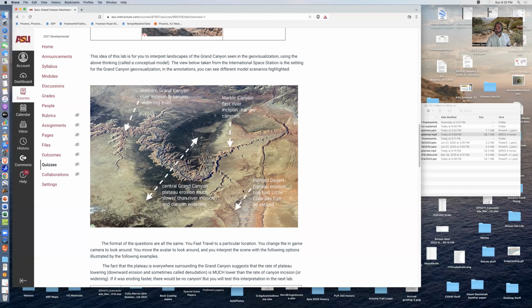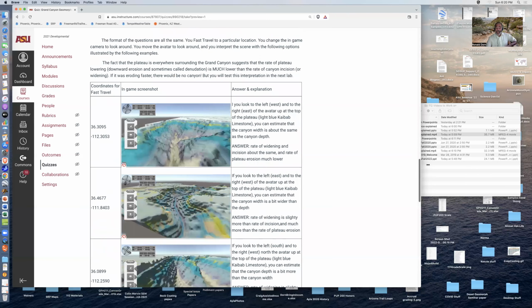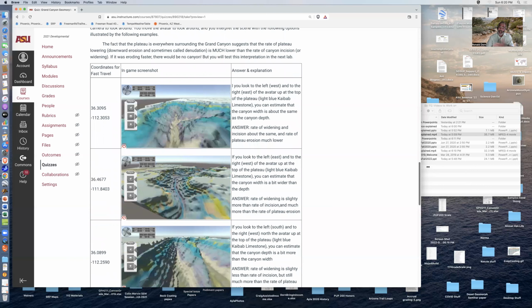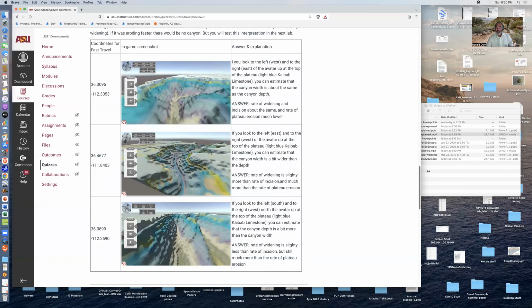For example, we might send you to the Painted Desert, where plateau erosion is too fast to create a canyon. We might send you to Marble Canyon, where there's super fast river incision. Or we might send you to the Western Grand Canyon or to the middle. So we give you in this introduction three examples of where you're dumped in the Grand Canyon. And here's your avatar in the first example.